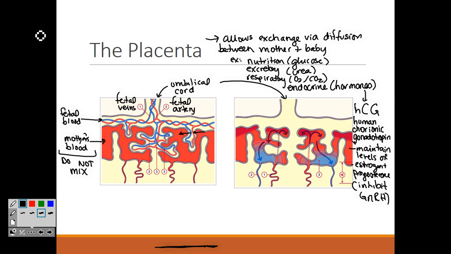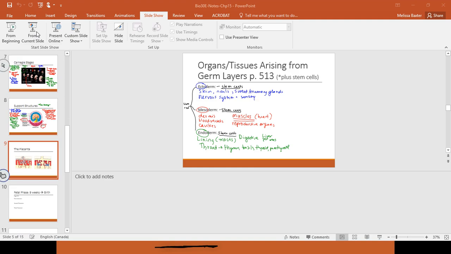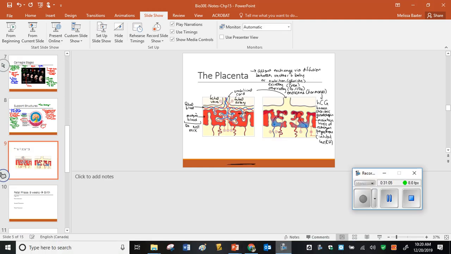Does anyone want to ask anything about the placenta here? This is where we're going to stop in the study guide, and we are going to take a quick look at something that's in your textbook.